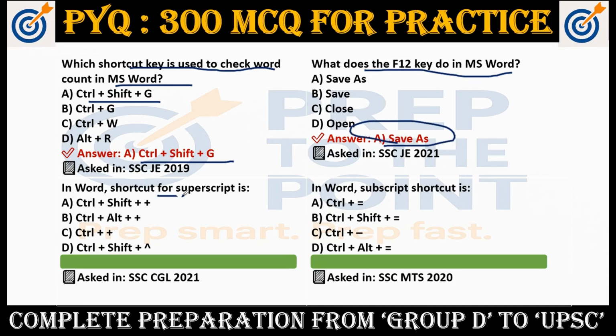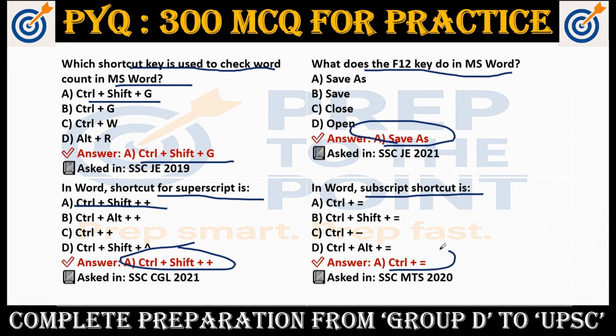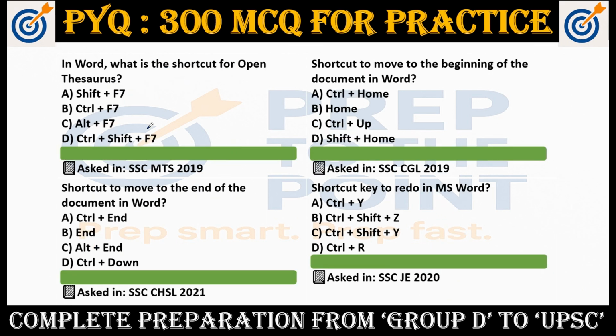Shortcut for superscript is Control Shift plus. Control Shift plus is used for superscript. For subscript, Control plus equal to. What is the shortcut to open thesaurus in Word? Shift plus F7. Shift F7 for open thesaurus.